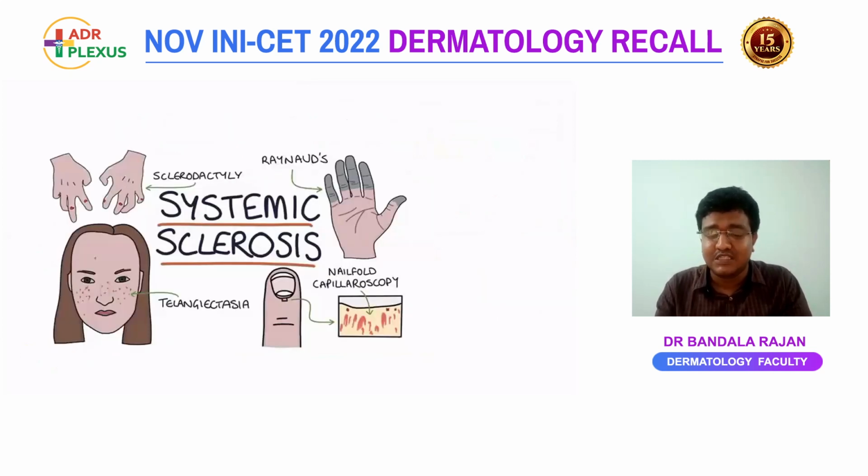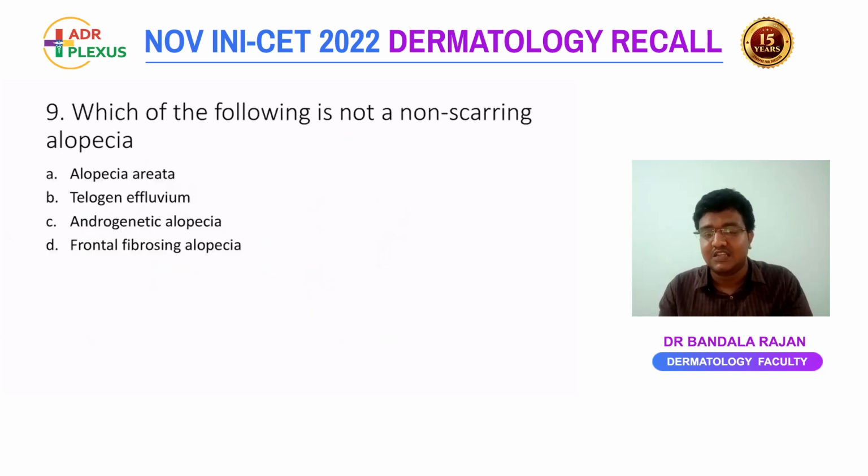In systemic sclerosis, the main finding is sclerodactyly, that is, tightening of skin over the fingers, and Raynaud's phenomenon. And on the face, you can see multiple dilated vessels known as telangiectasias. These are the findings.